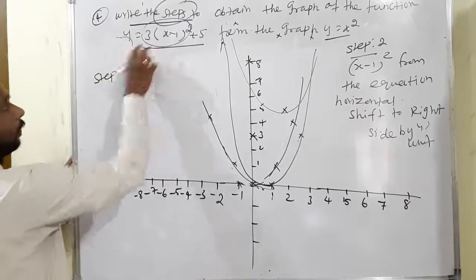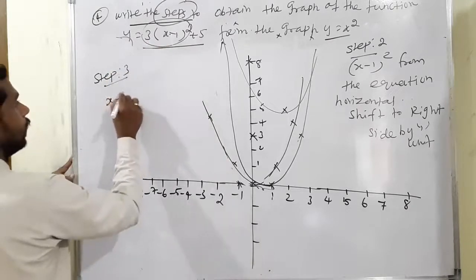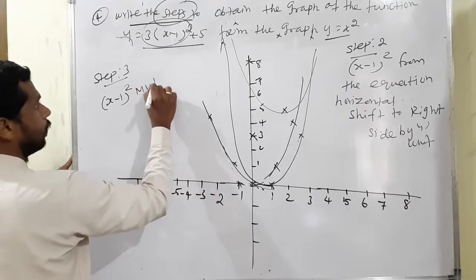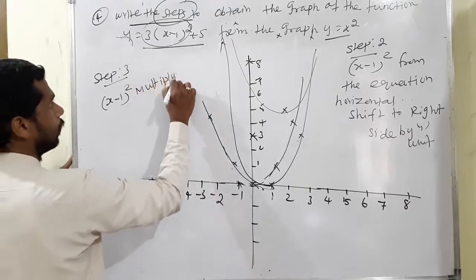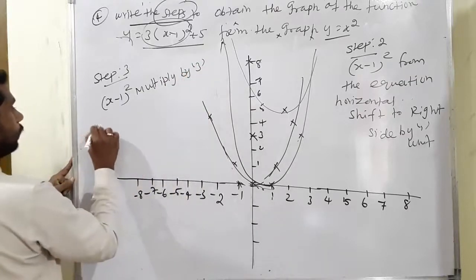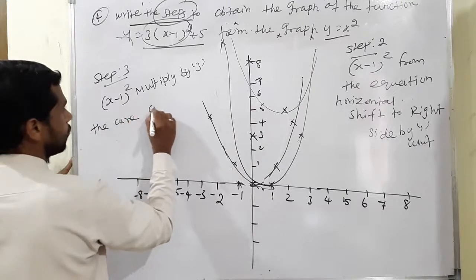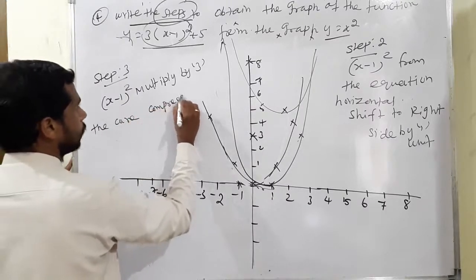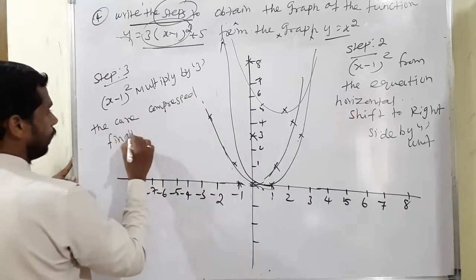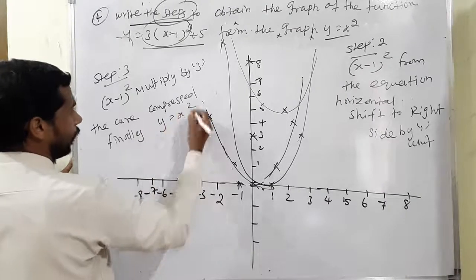Yeah, one more condition for step number 3 actually. x minus 1 the whole square multiplied by 3. Multiplied by 3, the curve is compressed. Finally, y is equal to x squared.